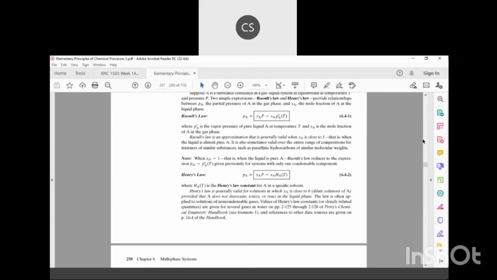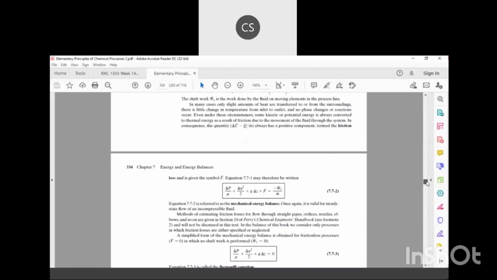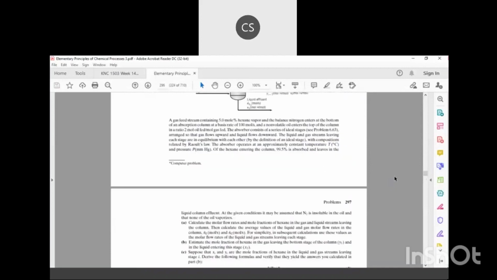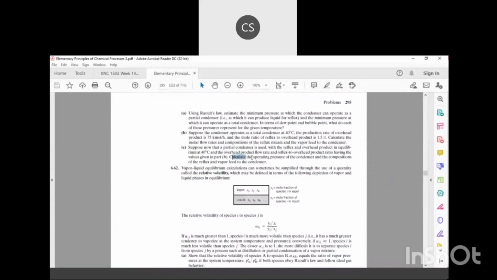So we have calculated the operating pressure of the condenser and the compositions of the reflux one, which means that we have found the mole fraction of the butane in liquid one, which refers to reflux, and then the vapor feed to the condenser.